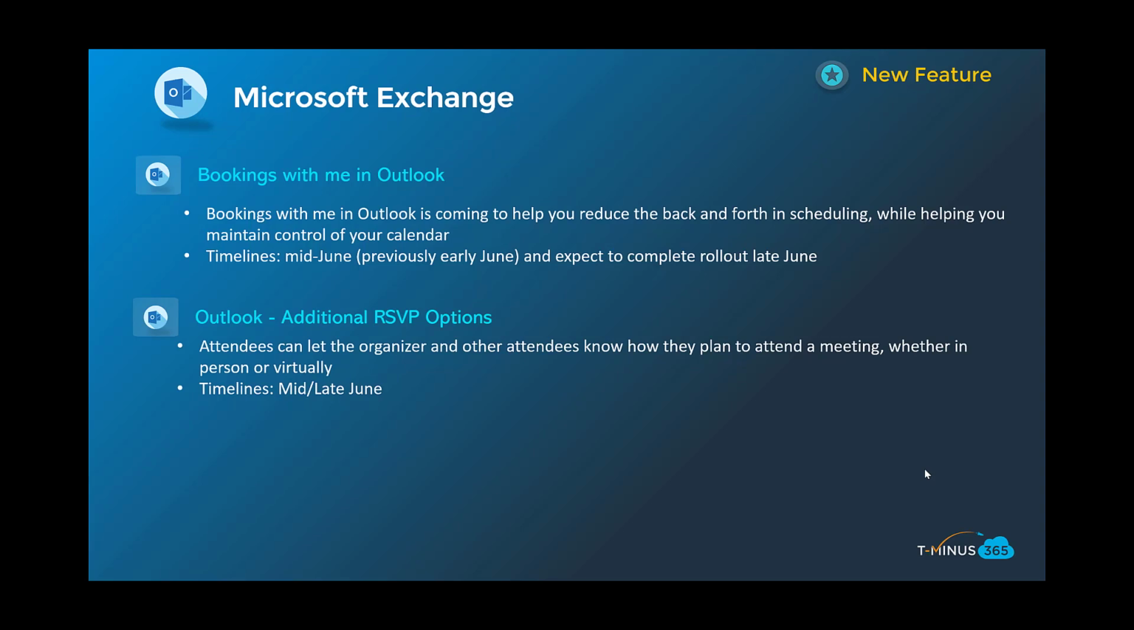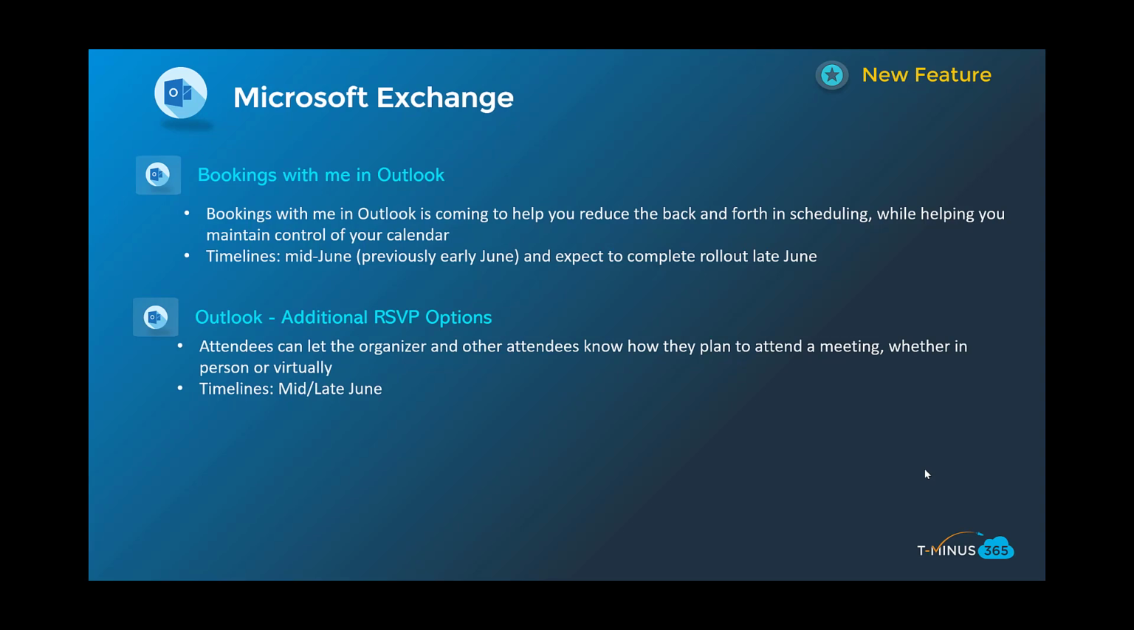Next two here with Microsoft Exchange, Bookings with Me in Outlook. If you're familiar with Bookings in general, it's really related to groups and caters around groups in a lot of ways. Bookings with Me is catered to the individual and it's a lot like a Calendly solution if you're familiar with that. So hopefully avoiding some back and forth on scheduling, allowing you to share a link where a user could pick a time and have that process streamlined versus going back and forth with email. Timelines on that one mid-June and be complete by late June as well. Just note that this is only in the web experience, it won't be in the client experience of Outlook.